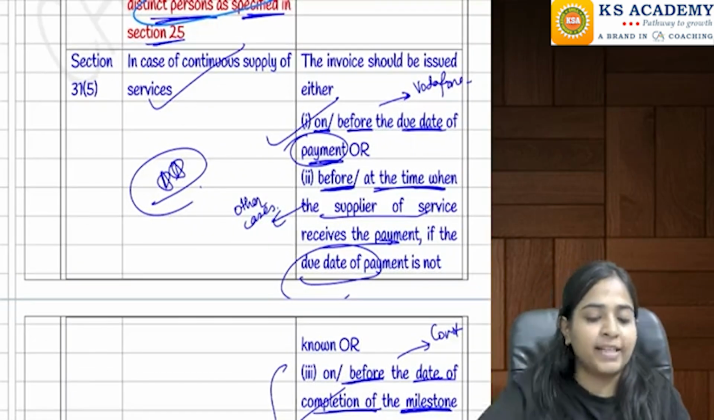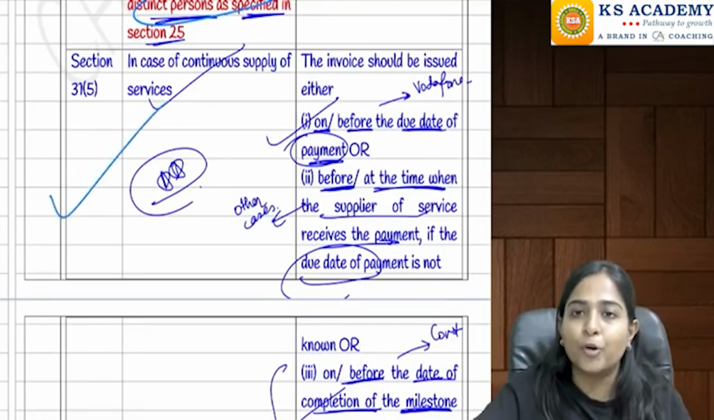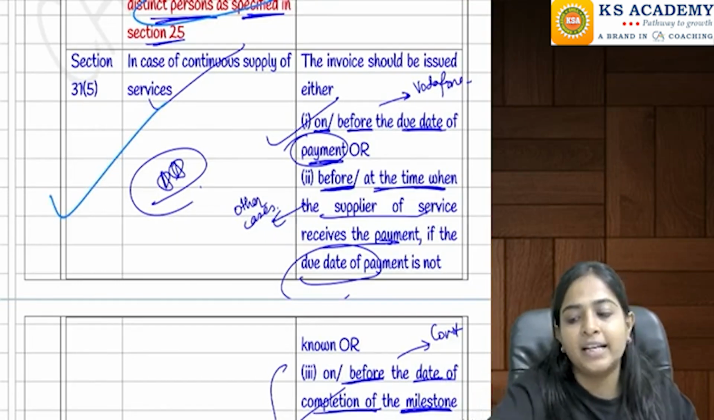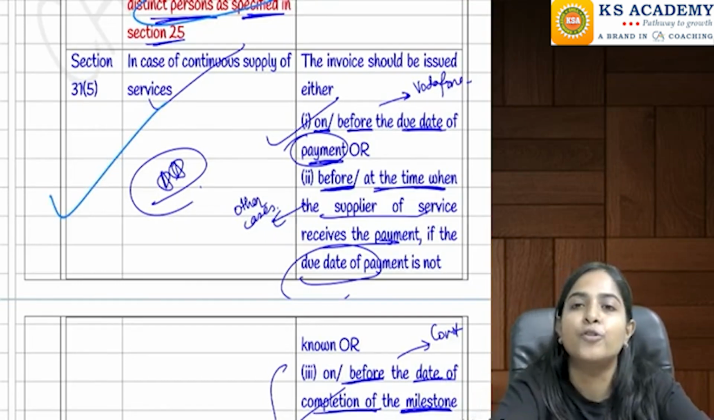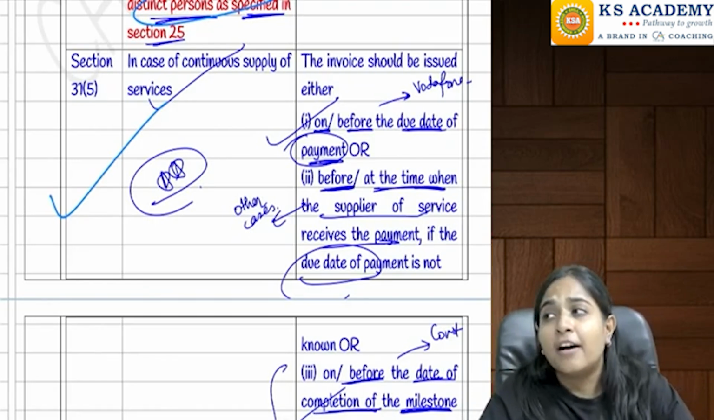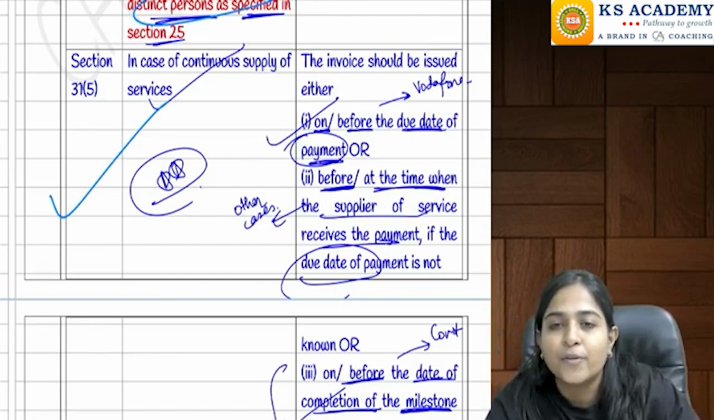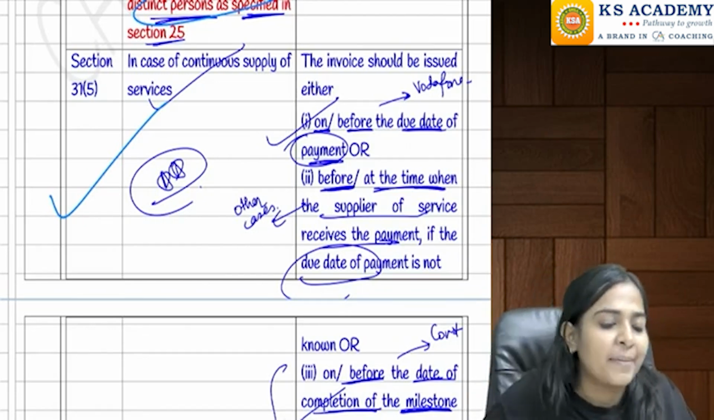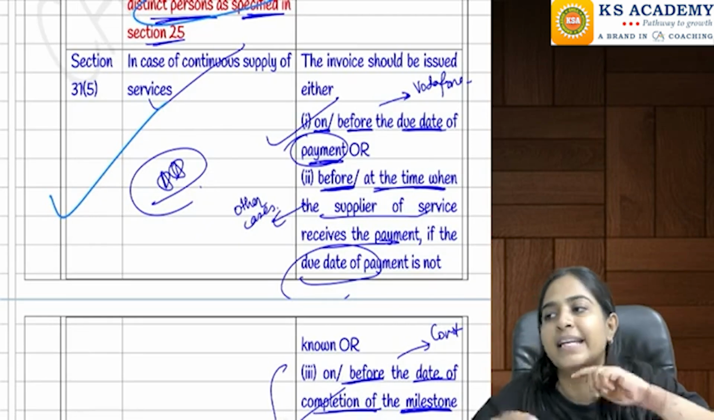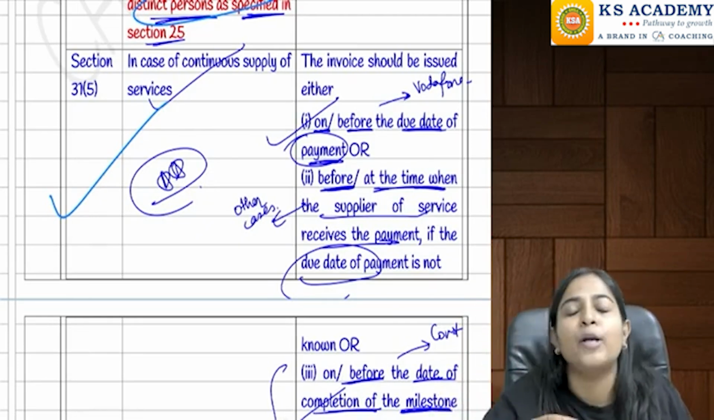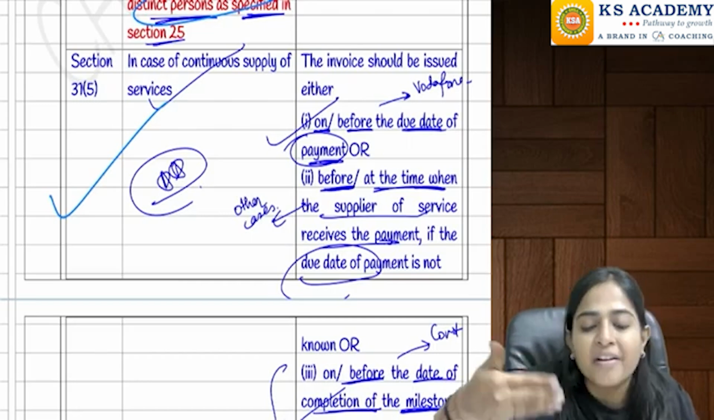And then the next one is a little important from exam point of view also. In case of continuous supply of services, do you recollect we had done continuous supply of goods also? In case of continuous supply of goods, invoice should be issued on or before the issuance of the periodical statement or receipt of periodical payment. So what is going to happen in case of continuous supply of services? I have entered into a contract with you where I am going to provide you services on a recurring basis.